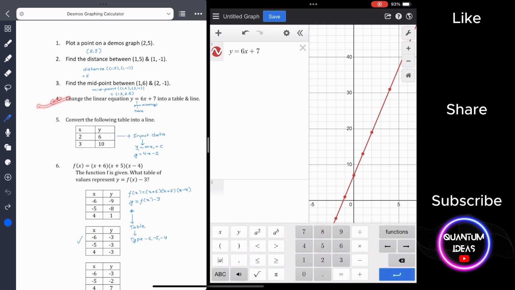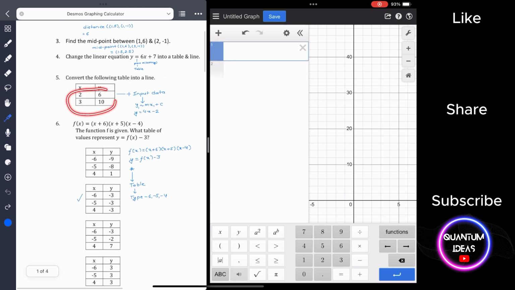So let's go to number 5. Convert the table into a line. Okay, so we are given the points; at least 2 coordinates are required to draw the line. So we are given the table. Now we have to change it into the equation like this, y equals mx plus c. For that, let's see what we can do. First go here on the left. You can see, press here on the left top corner and there is the table, right?